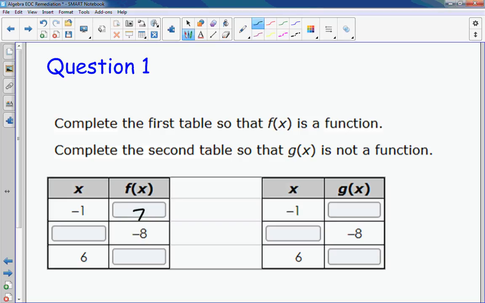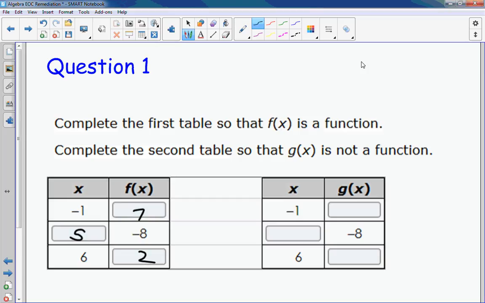Or if I make this 6. If I make that 6, this would have to be -8 as well. This is now a function. Every x value has only one y value. Another example would be 5 and 8. Every x value has only one y value.